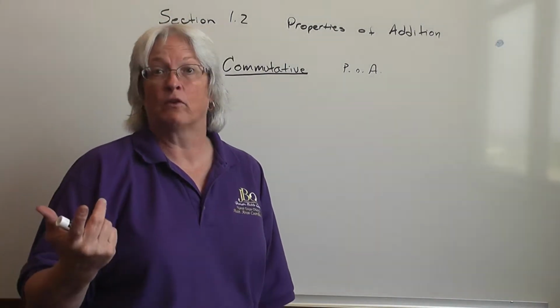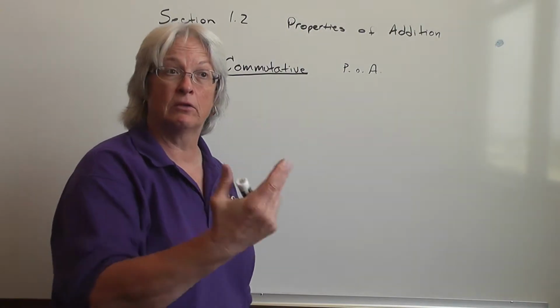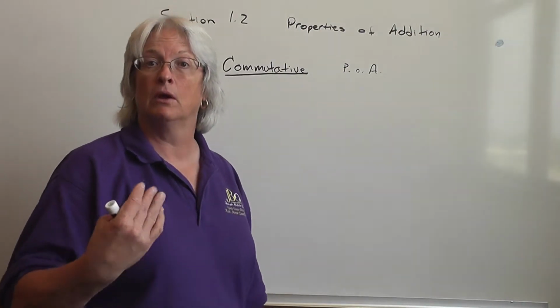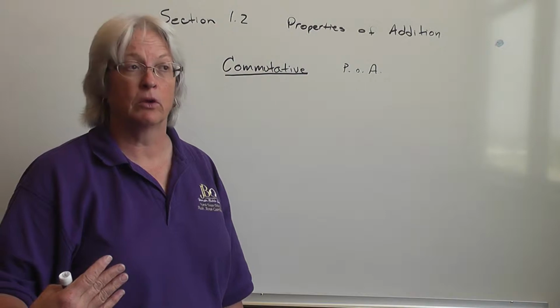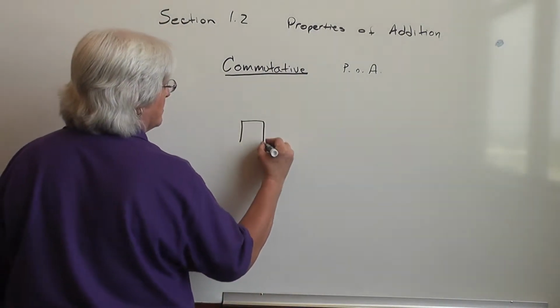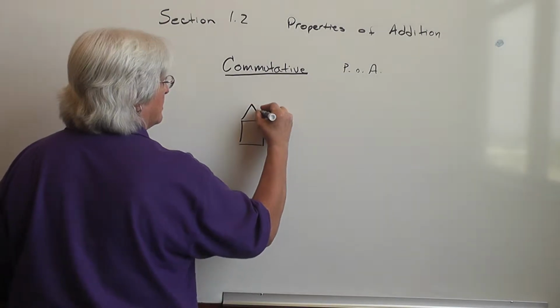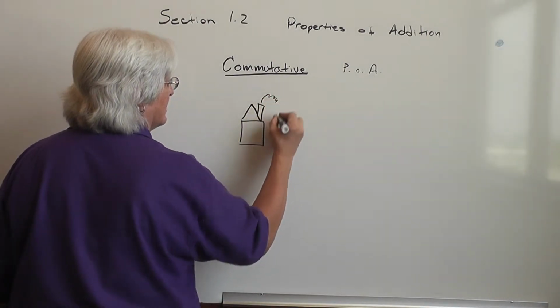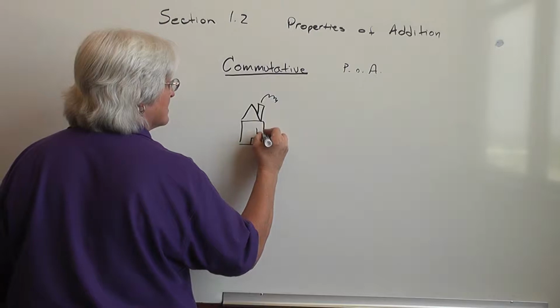Now, have you heard of commuter trains, or maybe mom and dad commute back and forth to work? Well, what's a commuter? Well, a commuter is someone who starts here at point A in the morning. Theoretically, it's maybe their house.